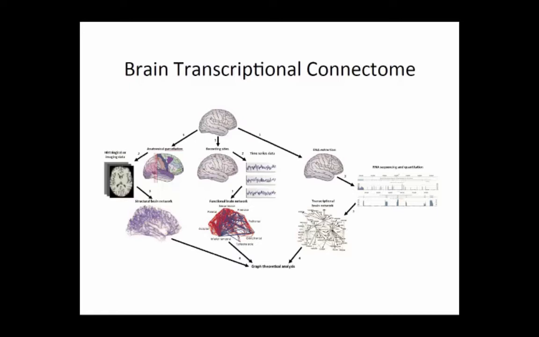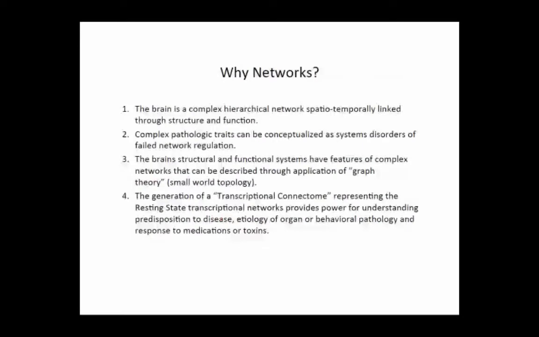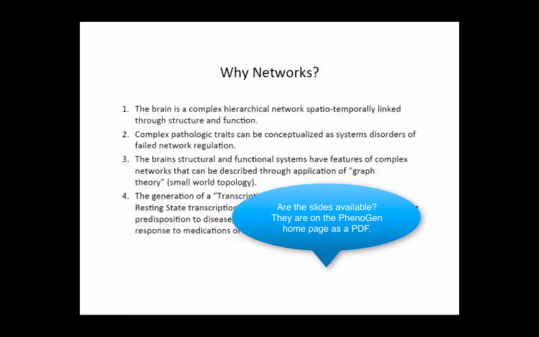And so people have looked at the brain and the connections in the brain in many different ways. They've looked at anatomical or structural brain networks. They've looked at functional brain networks through imaging. And what we're proposing is that we can also use transcriptional information to talk about networks in the brain and overlay that information. So brain, yes.